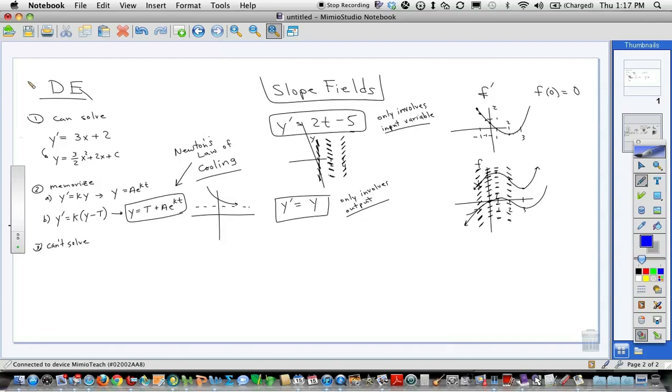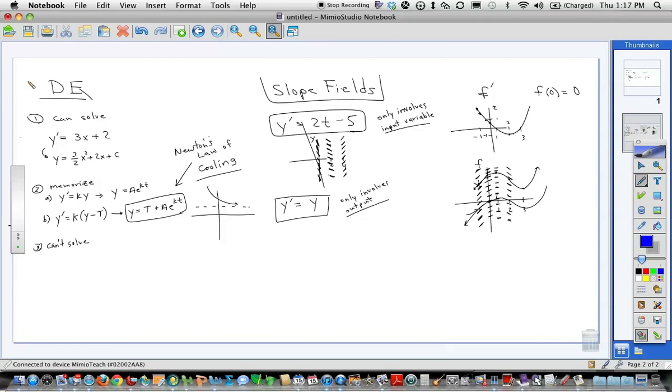Tell me what you notice. Now, forget the blue lines in there. Forget the blue curves in there. Just ignore those. What do you notice about the little slope pieces? If you go up and down, they change, right? But go across horizontally, they're the same, right?